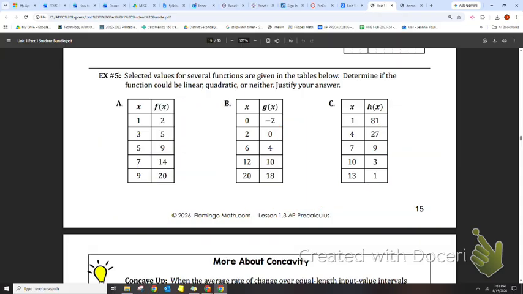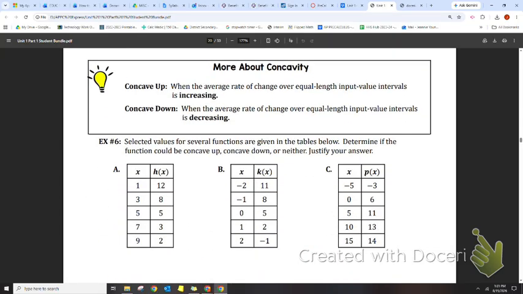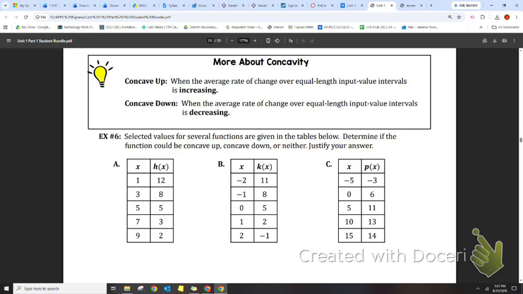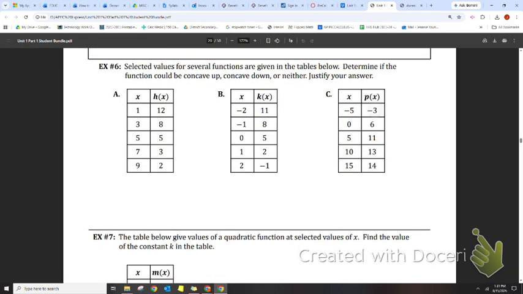All right, moving on. More about concavity. So remember, it's concave up when the average rates of change over equal length input value intervals is increasing. Increasing is going up. So if your average rates of change are increasing, it's concave up. If your average rates of change are decreasing over equal length intervals, it's concave down. All right, so example 6 says selected values for several functions are given in the tables below. Determine if the function could be concave up, concave down, or neither. Justify your answer.